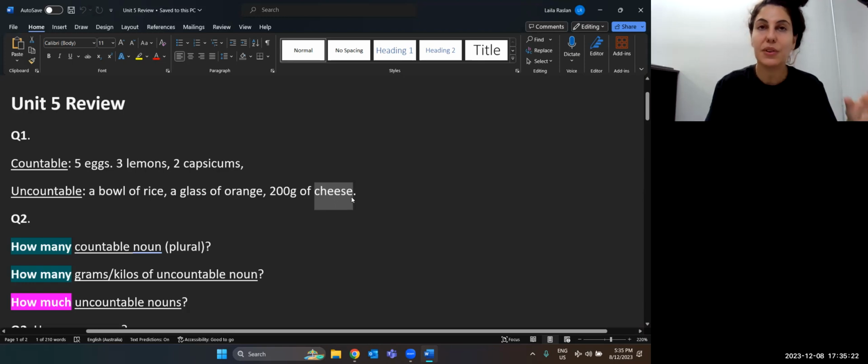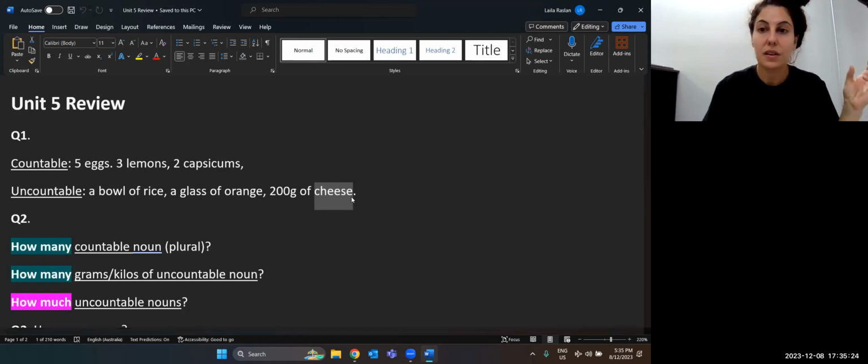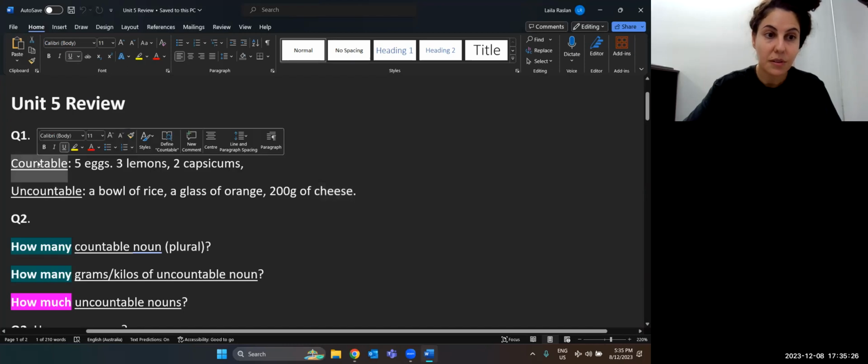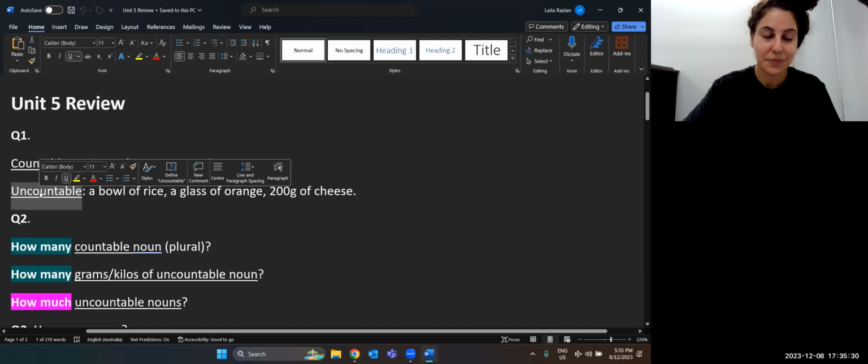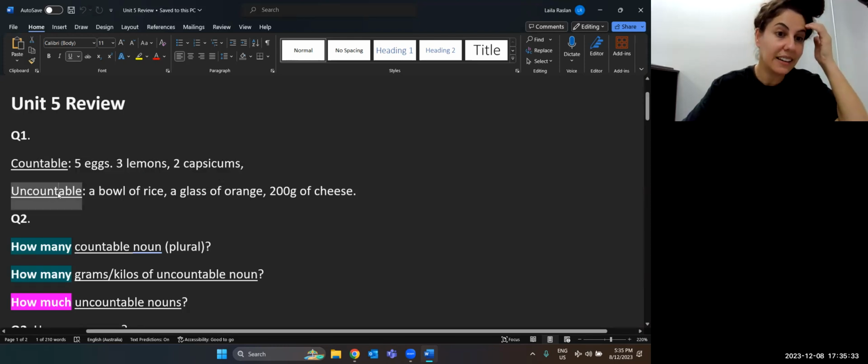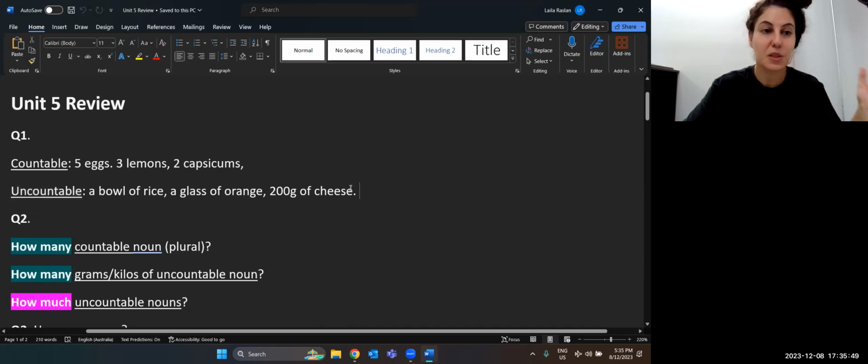So we have to separate the nouns which are countable and the nouns which are uncountable. So remember, we have many uncountable. We also have rice, flour, orange, cheese, wine, milk, tuna. These are all uncountable nouns. Okay, so that's the difference between countable and uncountable.